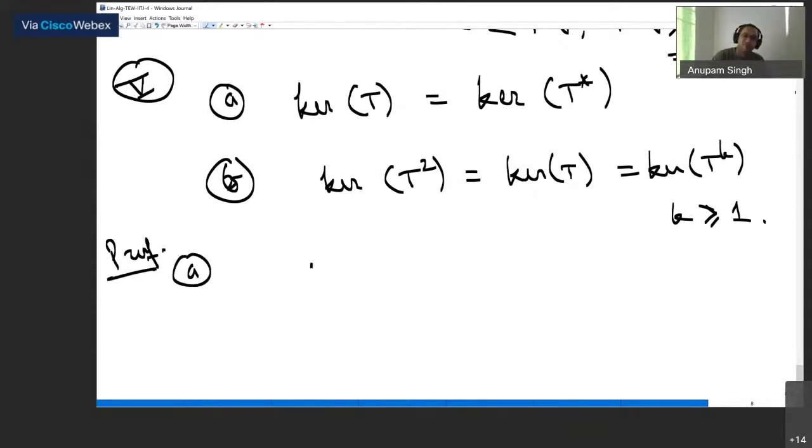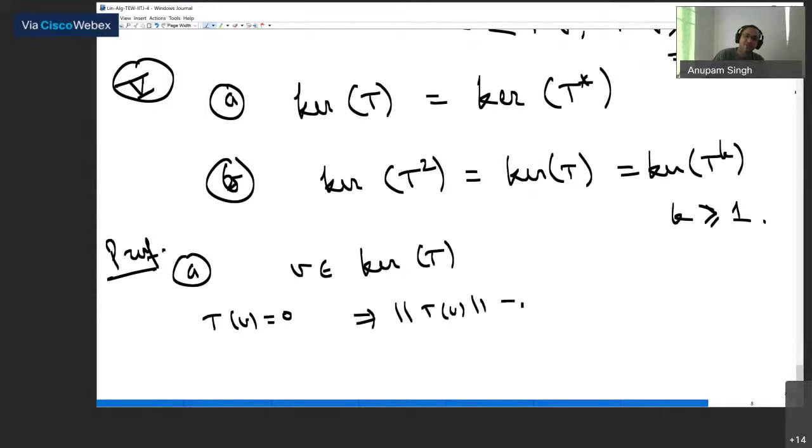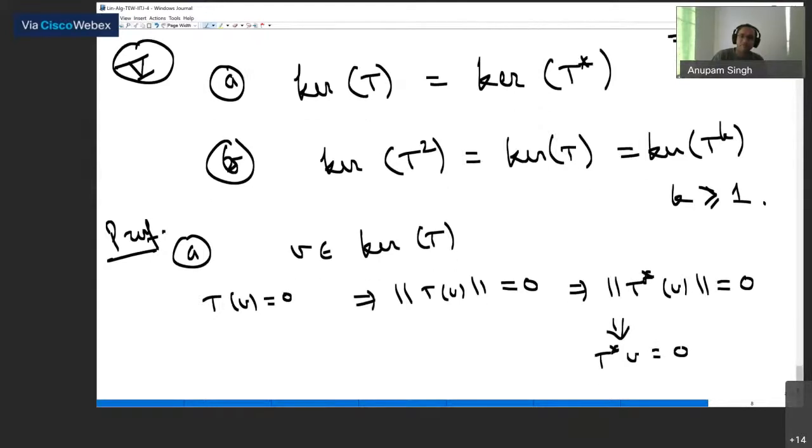from the previous one. So suppose I have a vector v which is in kernel of T. That means T of v is 0. But if T of v is 0, norm of T of v is 0. But from what I proved in part 4, this will also imply norm of T star of v is 0, because norm of T v and T star v is the same, which will imply that T star of v is 0 in fact, because I have an inner product, right? And everything can be reversed here, so I get if and only if. So that proves part A.